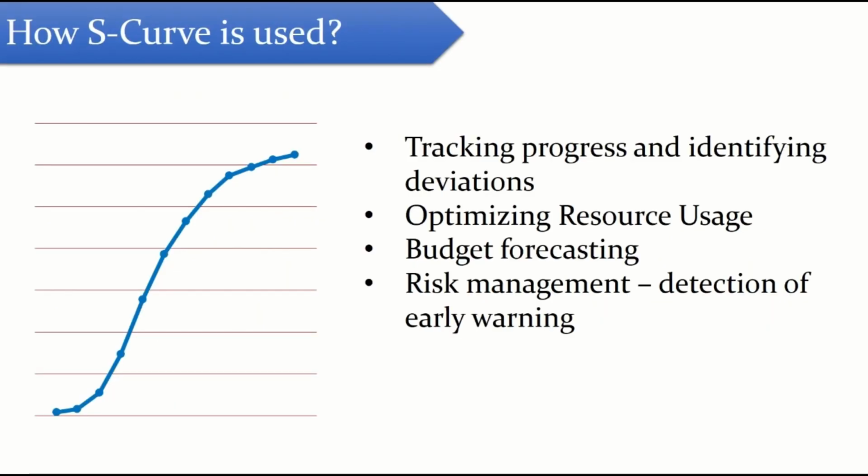The S-curve serves a project manager with many things, like tracking the progress and identifying the deviations, as we just seen. Also, you can optimize your resource usage, because if you see as per your plan somewhere the resource consumption is very much high and a steeper curve is there, you can rationalize the resource usage. Also, you can forecast your budget with the help of an S-curve, and you can manage your risk because you can detect warnings at an early stage.